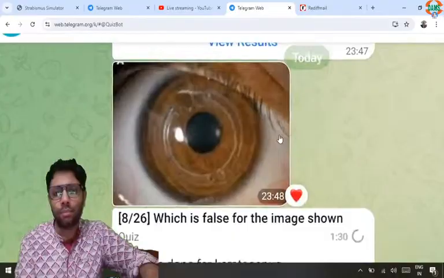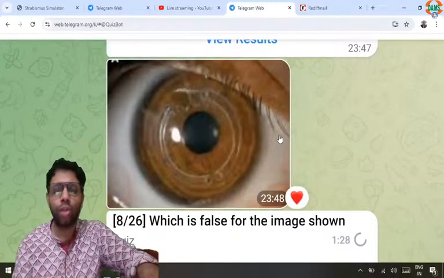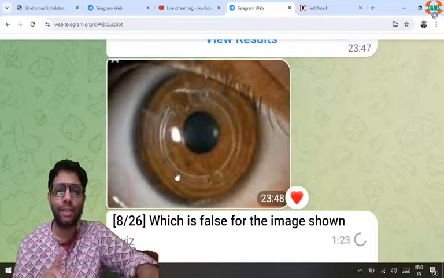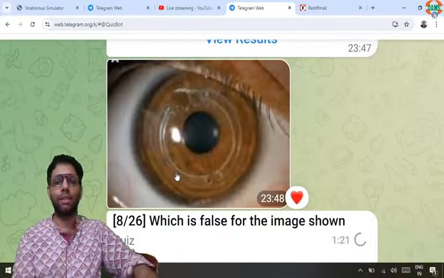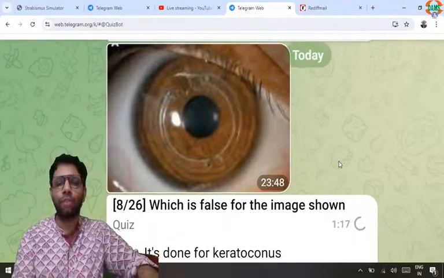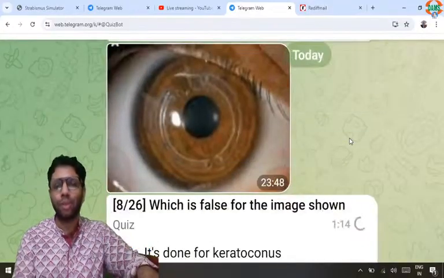Now, this is something put inside the cornea of a patient, a repeat PYQ image. It is intracorneal ring segments, also known as ICRS or Intacs. It is done for keratoconus patients, which was asked in the previous question, so option A should have been correct. It is not present in the endothelium.